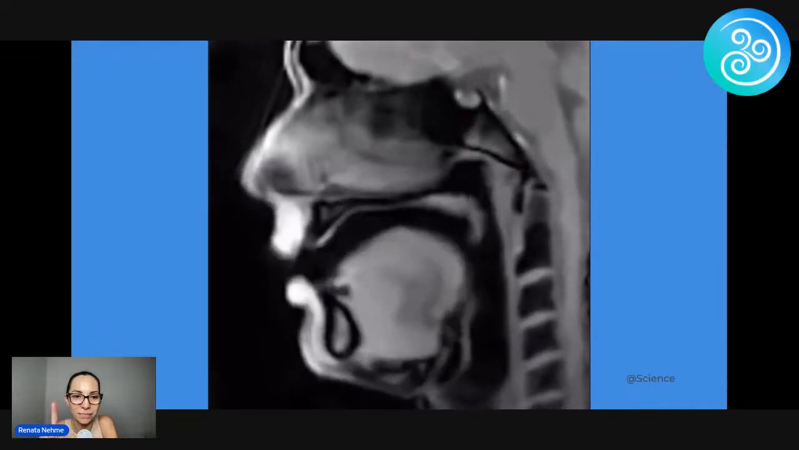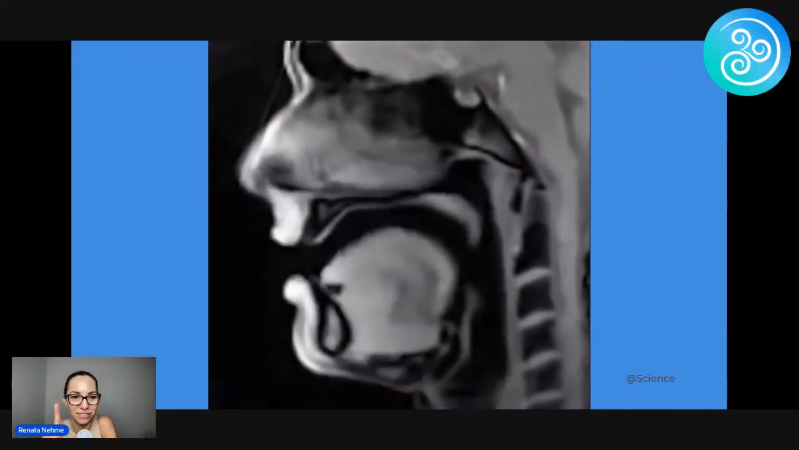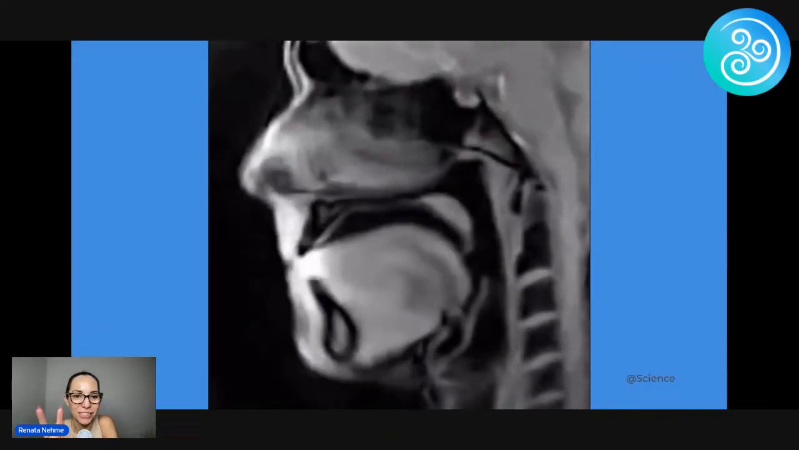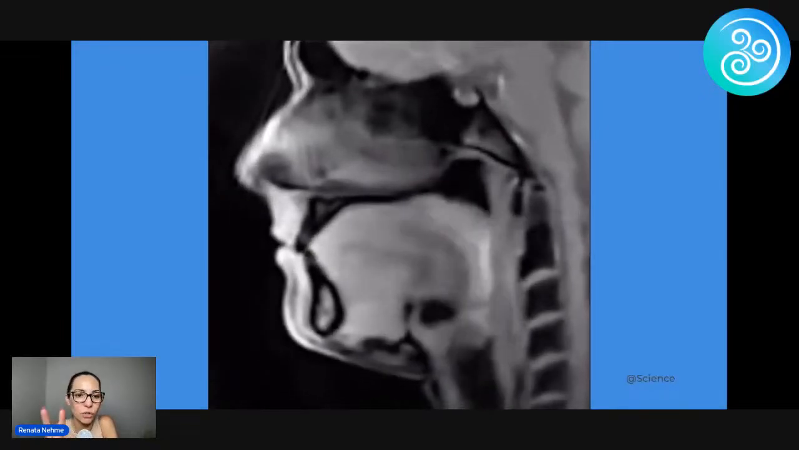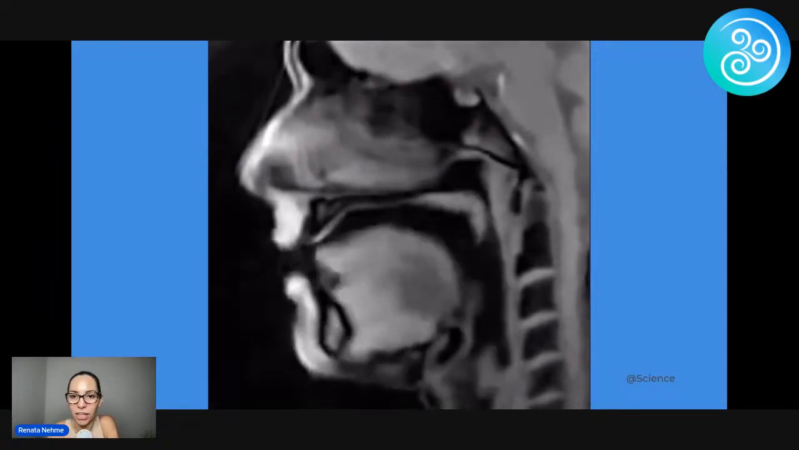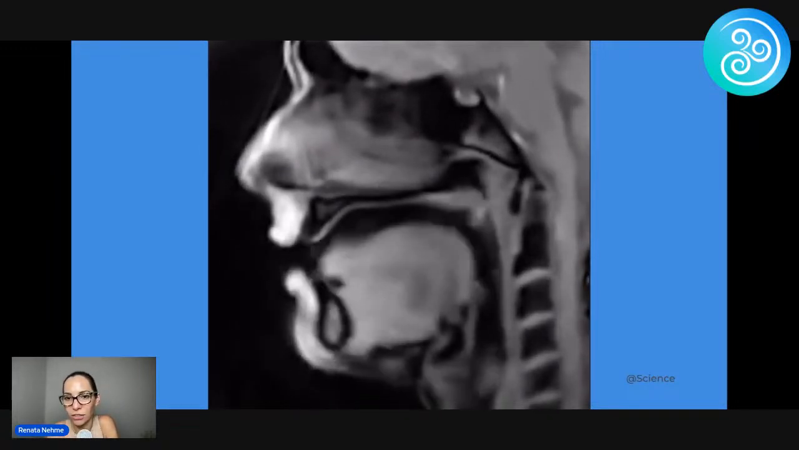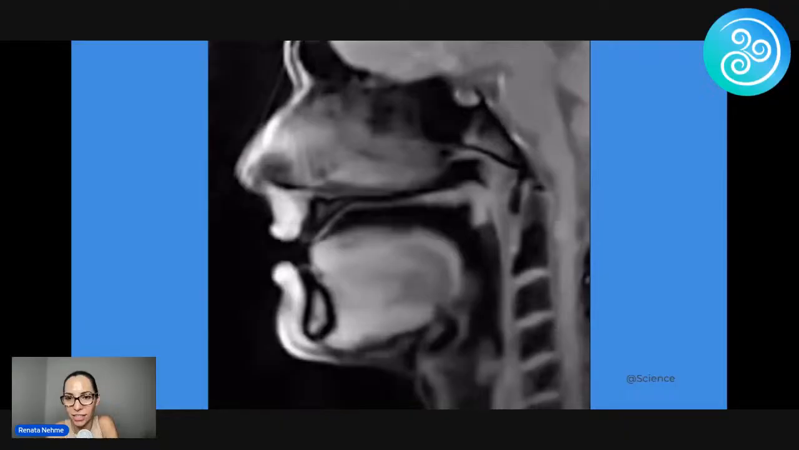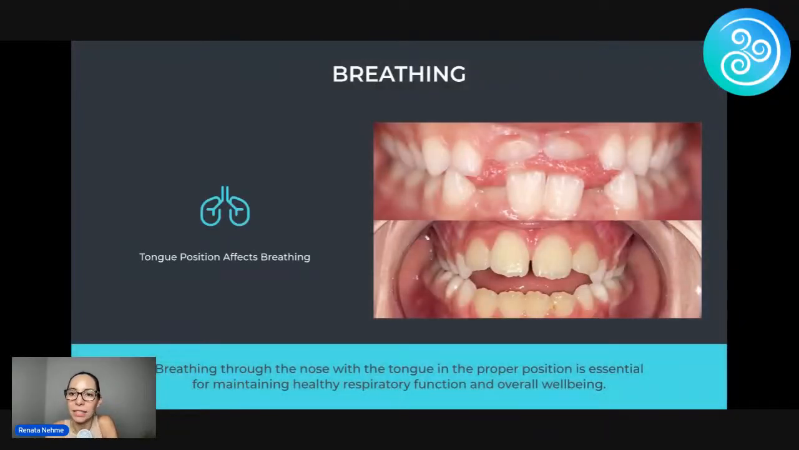So number 1, nasal obstruction. Number 2, an oral cavity that is too small. And number 3, a tongue tie. We're not going to go into how to look for a tongue tie, I don't think, during this class. But let's talk a little bit about breathing.